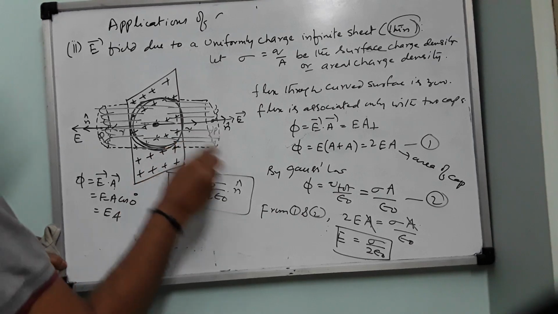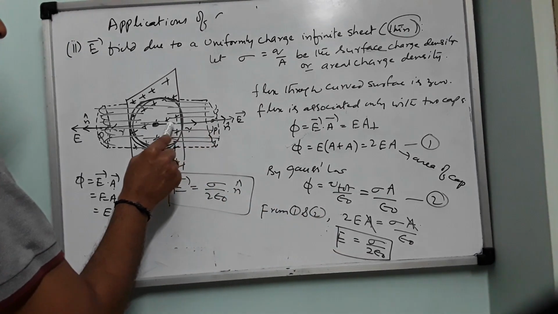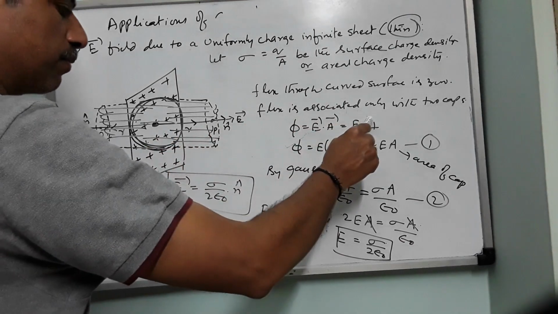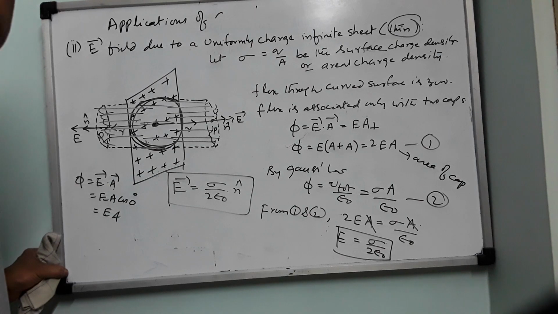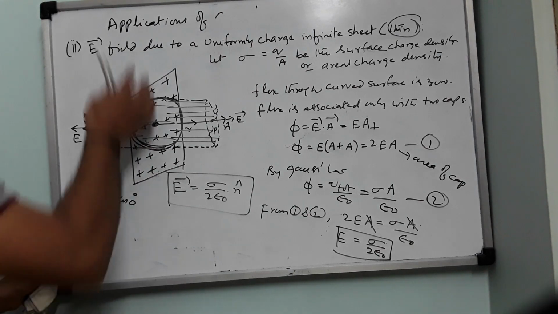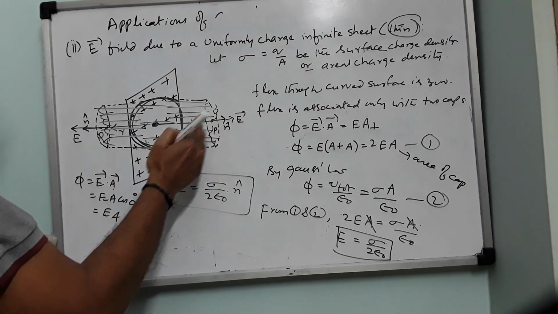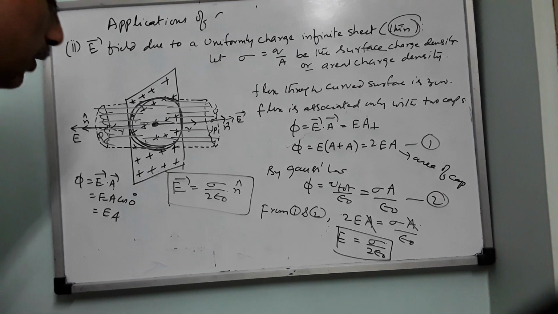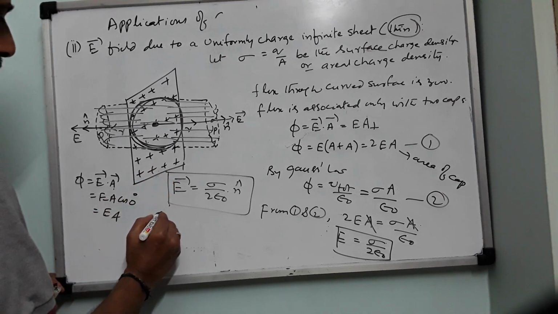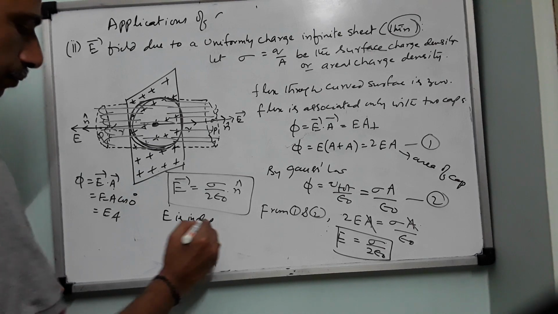I don't find this R involved in the expression. That means whether point P is very close to the surface or far away from the surface, the expression will remain the same. That means the electric field is independent of the distance of point P from the sheet. Whether point P is very close or far away, the electric field remains the same.